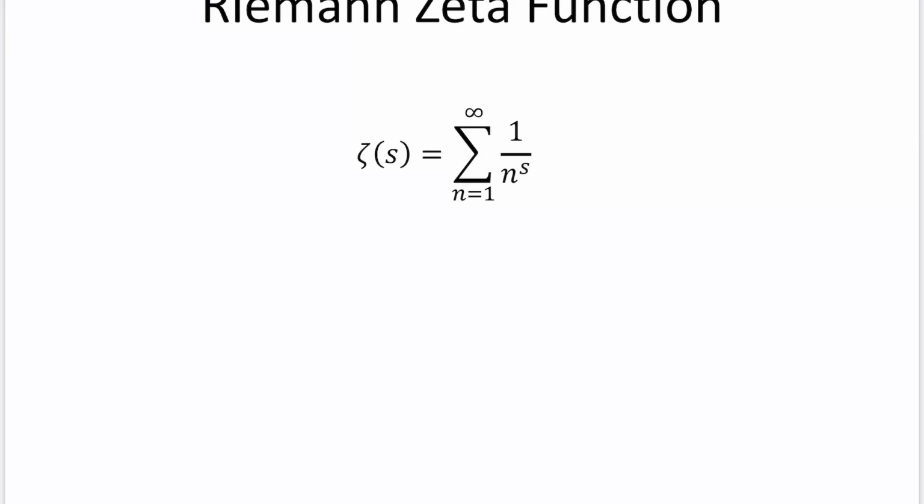In the last session, I explained gamma functions. In this session, I'd like to explain the Riemann zeta function. The Riemann zeta function is defined with this formula. It is an infinite series, the sum of 1 over n to the s.